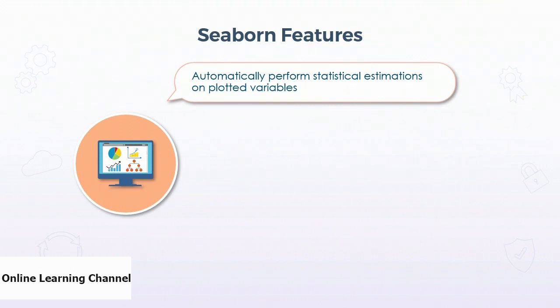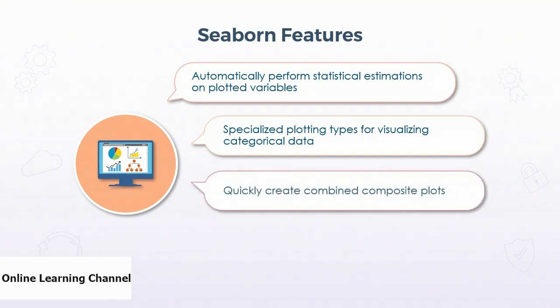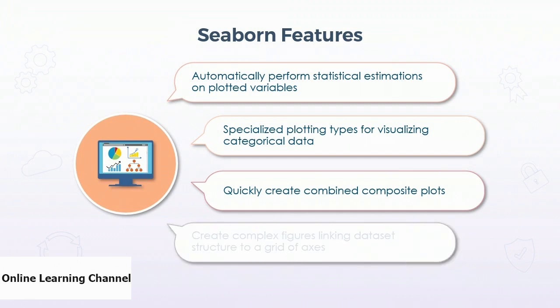For example, it can compute confidence intervals and can draw error bars to represent uncertainty of a certain estimate. Seaborn also has specialized plot types which are oriented towards creating visualizations for categorical data. Instead of drawing generic scatter plots, Seaborn allows users to adjust the positions of points using categorical axes and create a swarm plot so that points do not overlap with each other. It allows users to quickly create combined composite plots, which are really helpful to summarize the information in one place. Another functionality of Seaborn is that it allows creation of complex figures that link structures of a dataset to a grid of axes very easily.